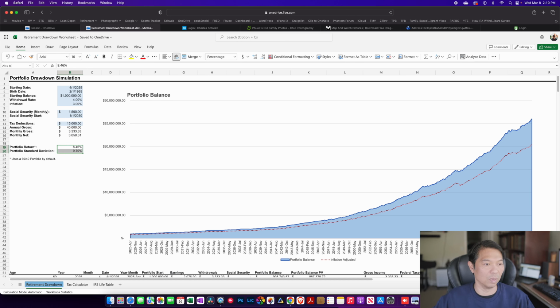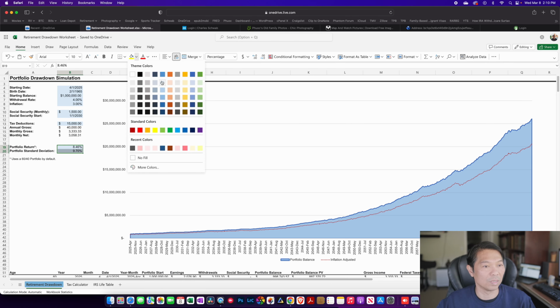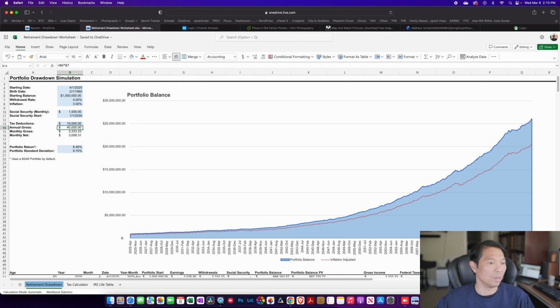I'm going to make these cells blue because you can modify these too. So the way this works is that anything that's in blue, you can change. And if you update it, the model will update accordingly. Down here, you have what's called the portfolio return and the standard deviation for the portfolio. So this is basically coming from Portfolio Visualizer. If you enter a portfolio, you can do your own or you can do my default. By default, I just did 60-40.